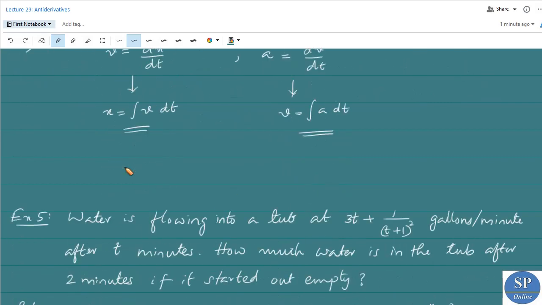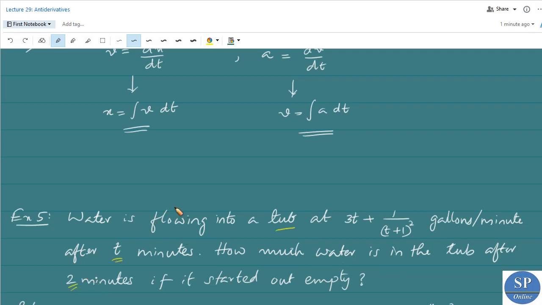Now we have the next example. Water is flowing into a tub at (3t plus 1) by (t plus 1) whole square gallons per minute after t minutes. How much water is in the tub after 2 minutes if it started out empty? That is, we have to find the amount of water in the tub after 2 minutes.